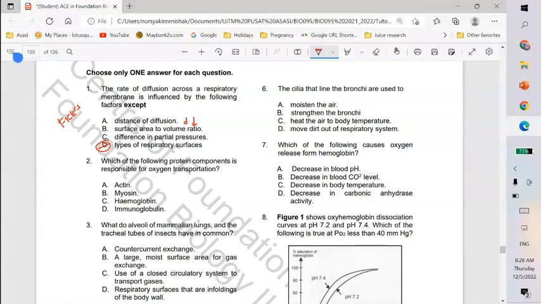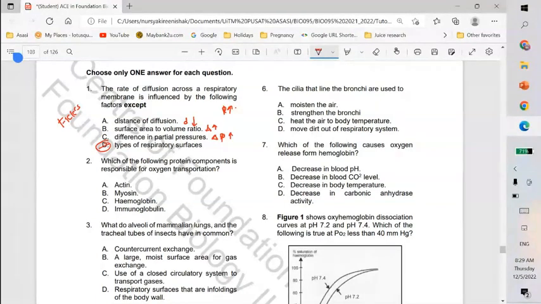And then B, surface area to volume ratio, which in the formula is A. So all respiratory surfaces, whether gills or lungs or the tracheal system, have to have a large surface area to increase the rate of diffusion. And then difference in partial pressure, obviously, the delta P in the formula. So the partial pressure difference also has to be large.